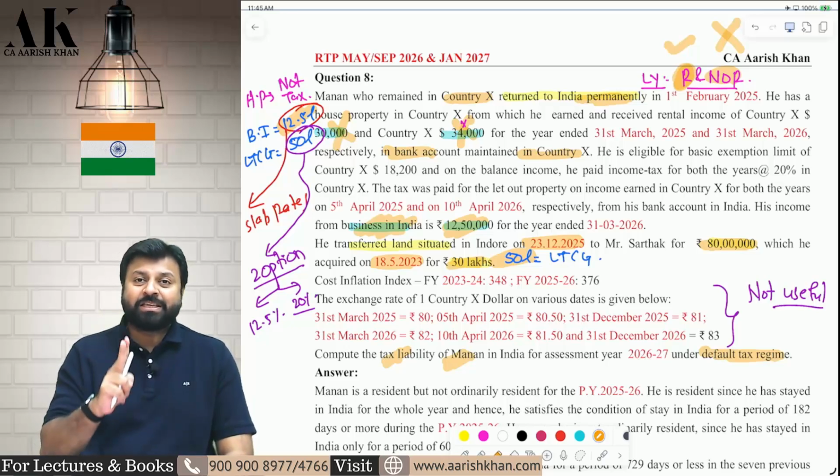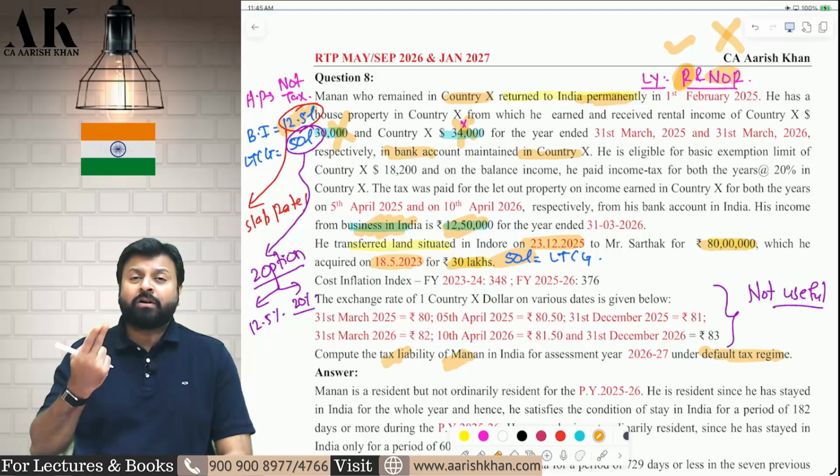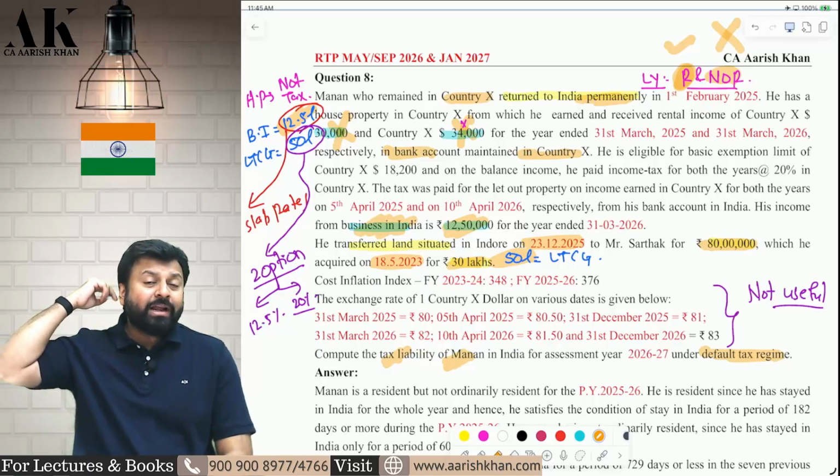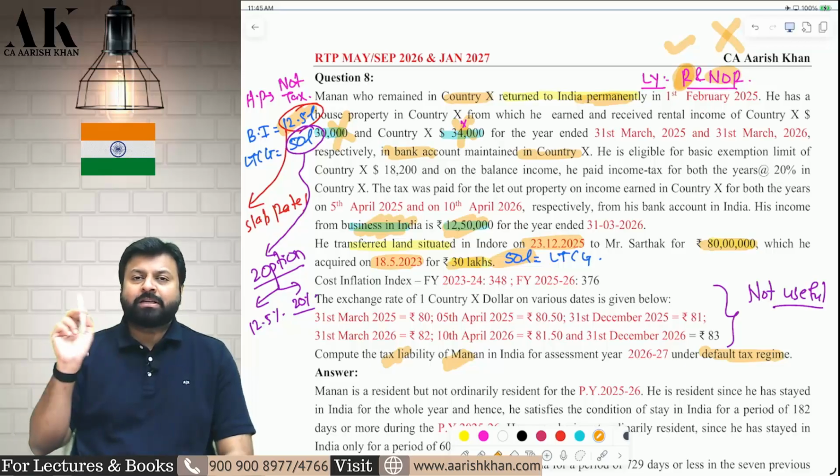The two options which are given to the grandfathering assessees. That is, if an assessee is resident and he purchased land and building before 23rd July 2024 and he is selling land and building on or after 23rd July 2024, then he has two options. He can take 12.5% without indexation or 20% with indexation.